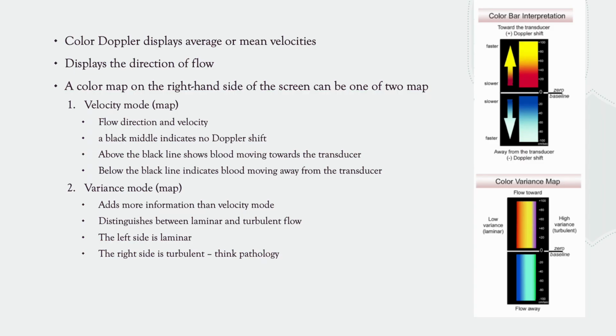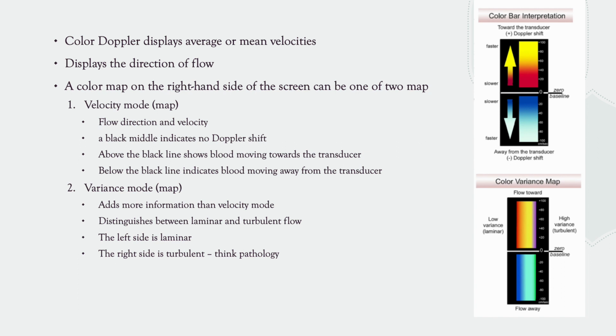Color Doppler displays average or mean velocities. It displays the direction of flow. A color map is located on the right-hand side of this screen and also on ultrasound display screens. This can be one of two separate maps. The first is a velocity map or mode. This displays flow direction and velocity.